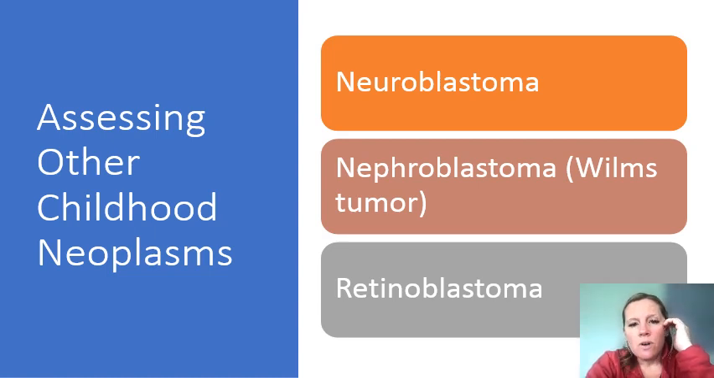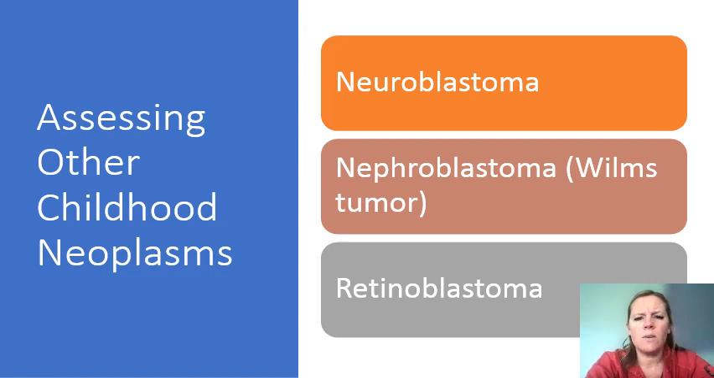So neuroblastomas are tumors that arise from the cells of the sympathetic nervous system, the SNS. These cells are highly undifferentiated and highly invasive. They occur most frequently in the abdomen, near the adrenal glands or the spinal ganglia. The neuroblastoma is the most common abdominal tumor in children.